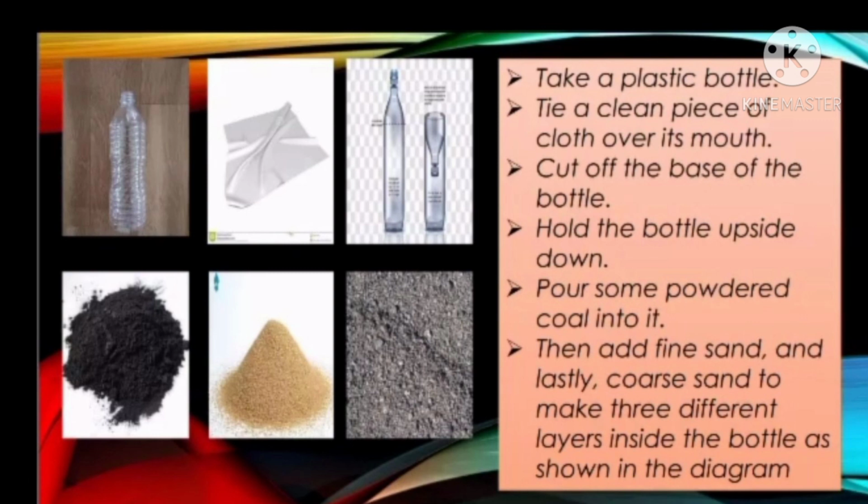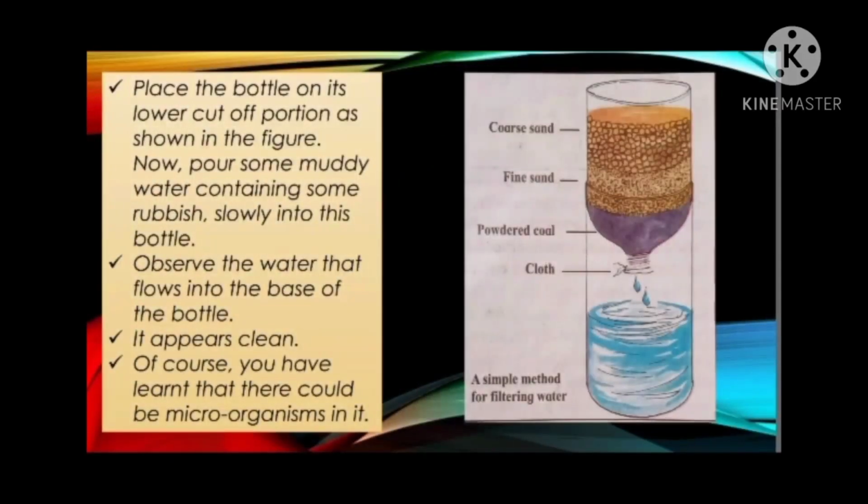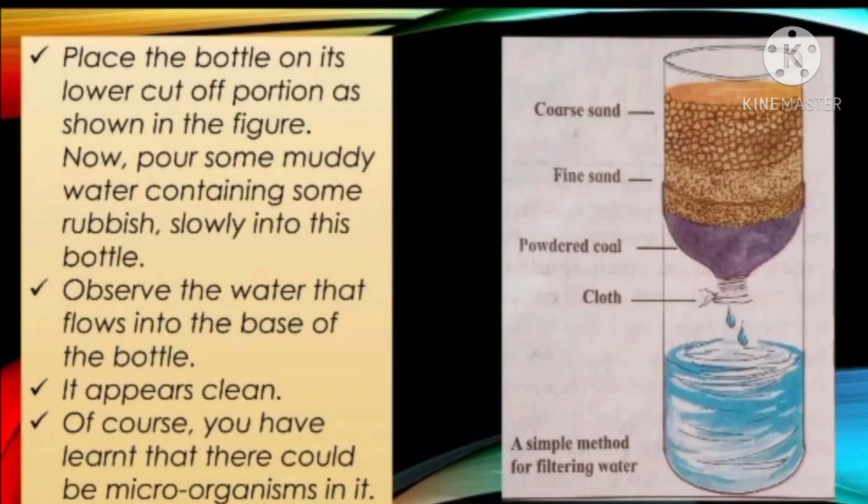Pour some powdered coal into it. Means the plastic bottle which you have held upside down, on that side you have to put coal powder. Coal means कोयला. Then add fine sand, means the fine बारीक रेती, that you have to add. And lastly, coarse sand, to make 3 different layers inside the bottle as shown in the diagram. You can see in the diagram, powdered coal is the first layer, second is fine sand and third one is coarse sand, which has pebbles of stones.